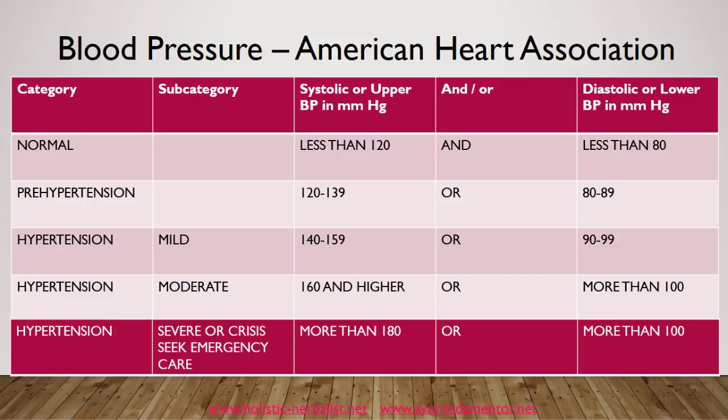Then when you cross this limit, you have hypertension. It is divided into three categories: mild, moderate, and severe. In mild hypertension, the range of systolic is 140 to 159, or for diastolic it is 90 to 99. For moderate hypertension, the range for systolic blood pressure is 160 and higher, or more than 100 for diastolic. For severe hypertension or hypertensive crisis, you should always seek emergency medical care. Here the systolic BP is more than 180 or diastolic blood pressure is more than 100.